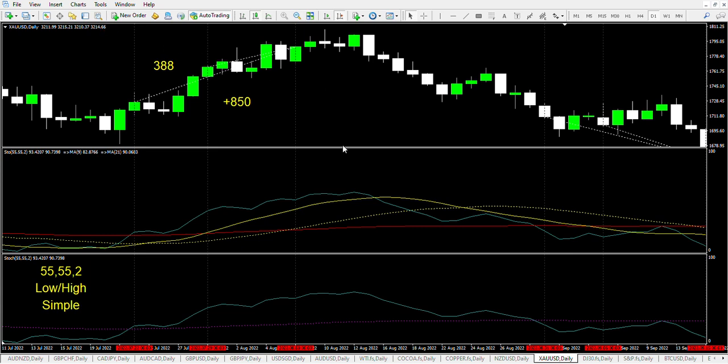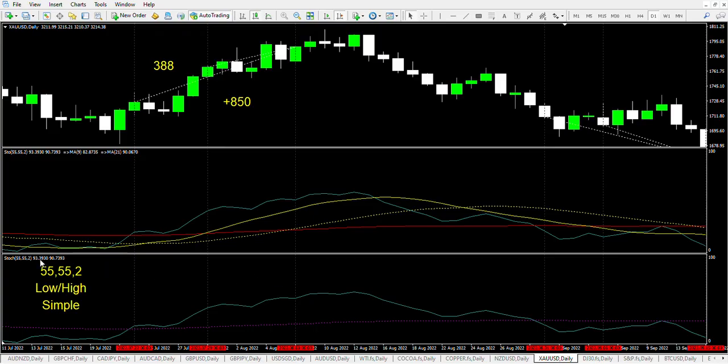Okay, here we go. This is a new system I've been working on. This is stochastic, this blue line and the red line. This is my stochastic that I had on my computer on my MT4. This is the one that's native to MT4.